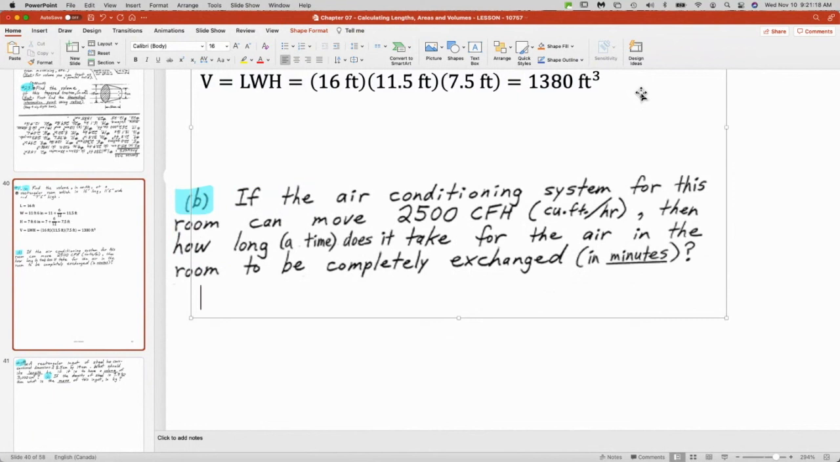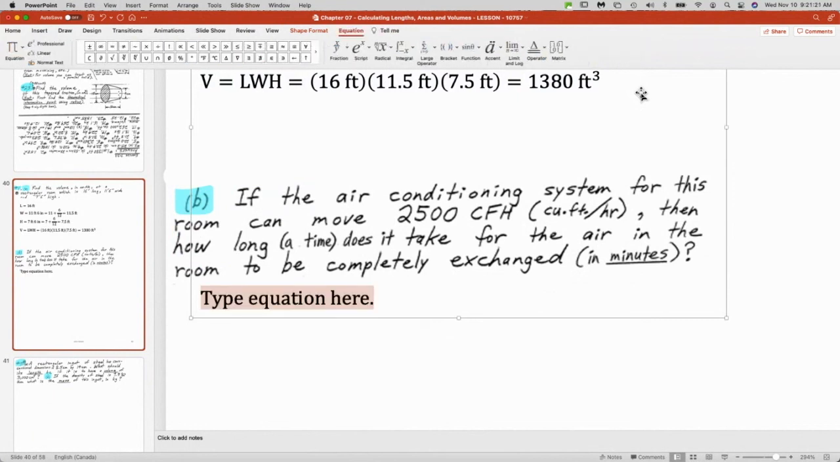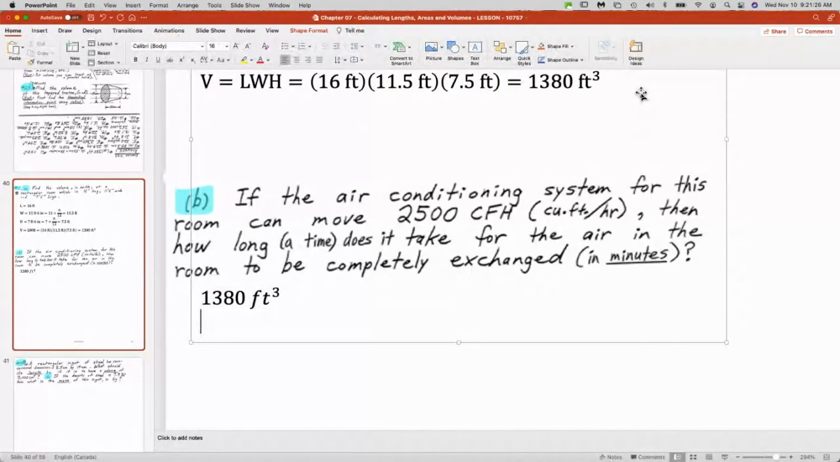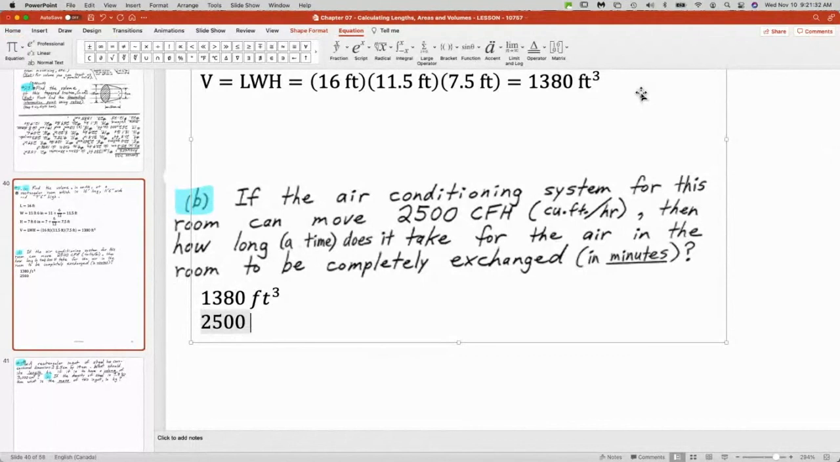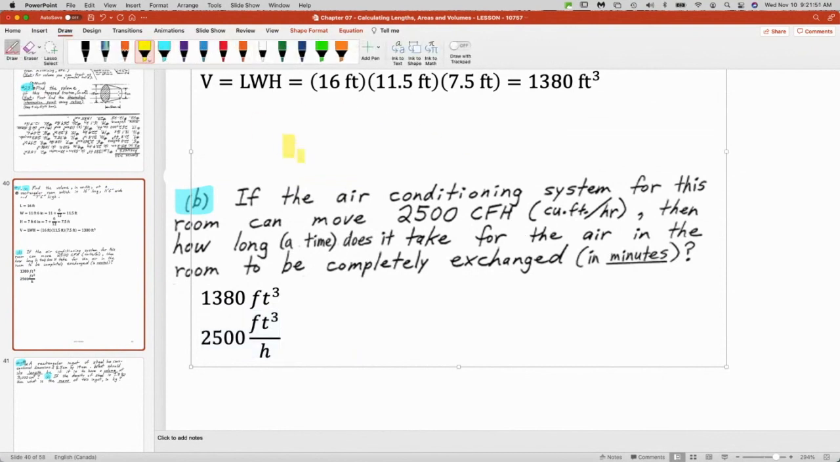So let's talk about what are the quantities that were given, okay? We know the following, we know 1380 cubic feet, and we also know 2,500 cubic feet per hour. So how do we take these two quantities and put them together to figure out the answer? So the question is how long? And when you're reading these questions, try to find those keywords. And here, how long? Yeah, you're going to do division here.